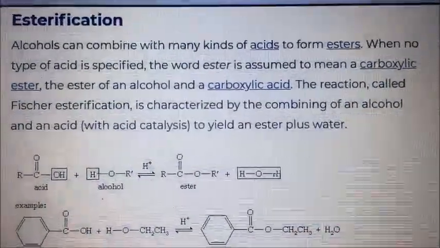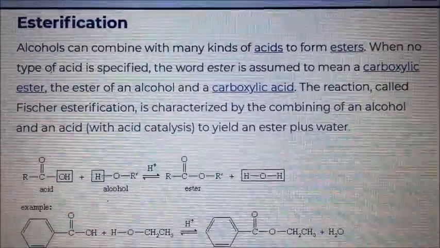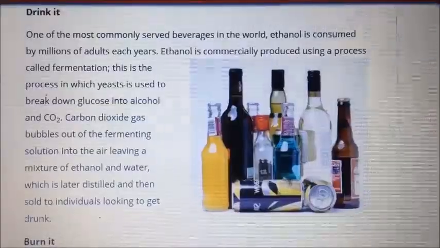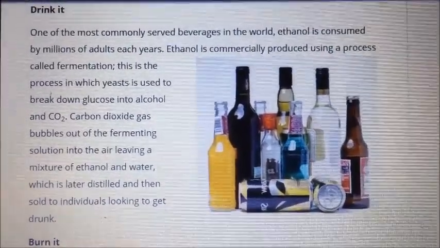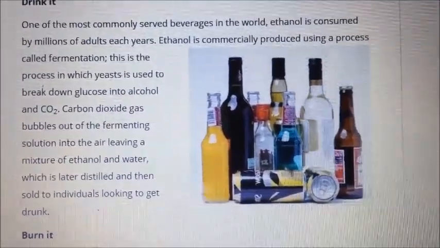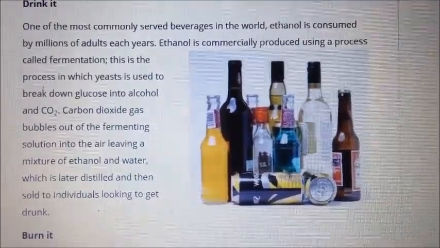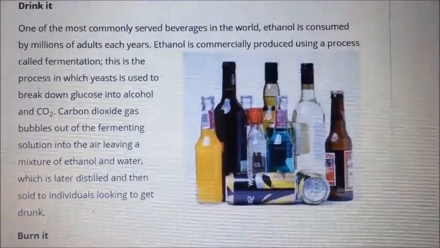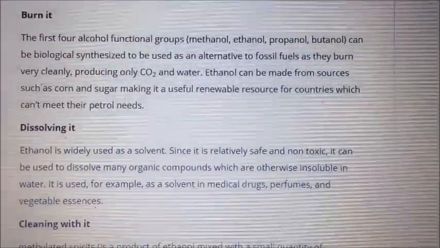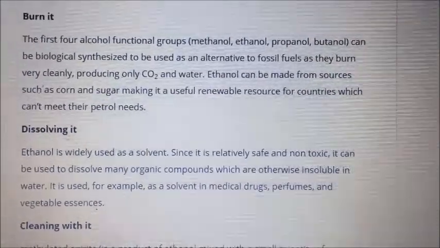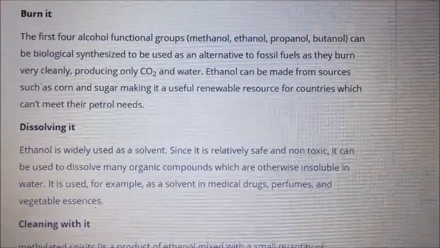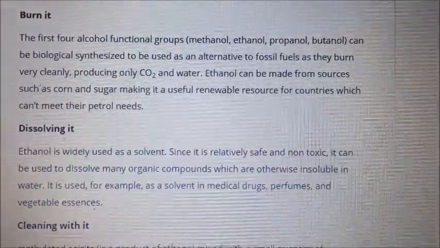Esterification. Alcohols can combine with many kinds of acids to form esters. There are multiple applications for alcohols. The most famous one is that it could be a beverage. One of the most commonly served beverages in the world, ethanol, is consumed by millions of adults each year. It could also serve as fuel. You could burn it. The first 4 alcohol functional groups can be biologically synthesized and be used as an alternative to fossil fuels as they burn very cleanly.